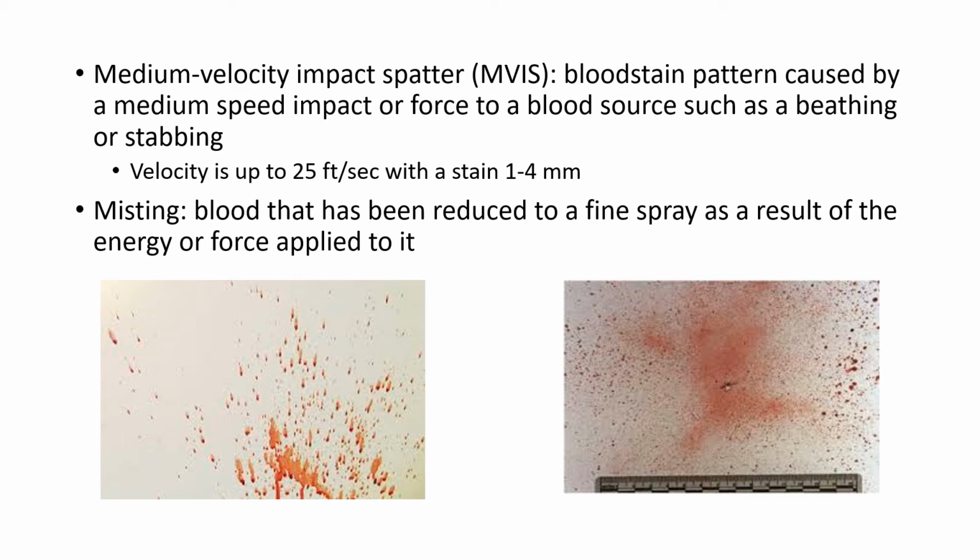With some cases, we end up with misting. Misting occurs a lot of times with explosions and things like that. So the blood has been reduced to a fine spray as a result of the energy or force applied to it. It's such a powerful force that it essentially breaks up those blood droplets. This is shown in the picture on the right, where close to that impact, you can't necessarily see individual drops. It's just a red or pink smudge, which is where it's misted and you're not seeing the individual droplets.